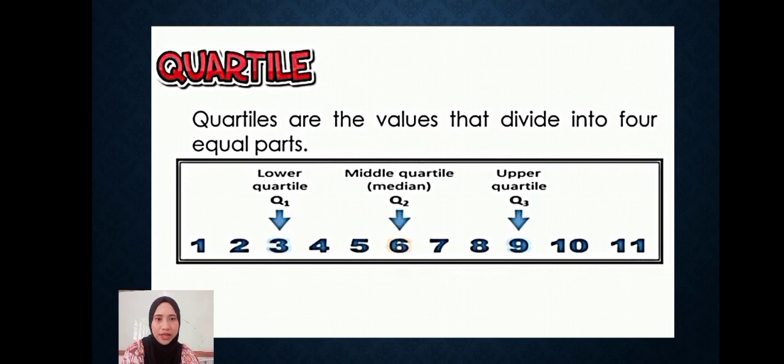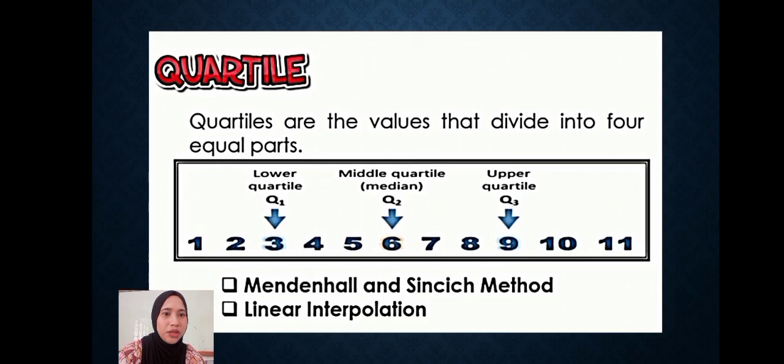So how can we solve for the quartile position of this particular data? And how did we get 3 as Q1, 6 as Q2, and 9 as Q3? Let us proceed to the Mendenhall-Sincich method and the linear interpolation. But we will only use the Mendenhall and Sincich method. We will not go further into the linear interpolation.